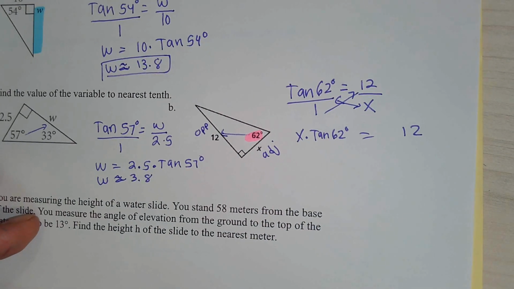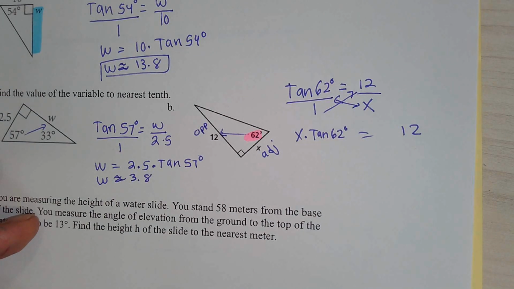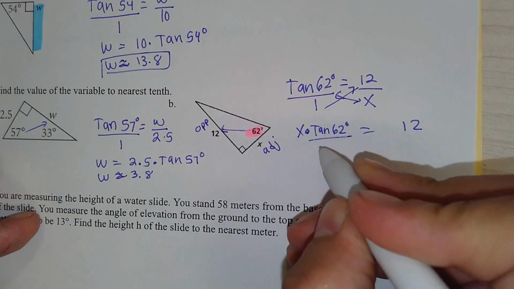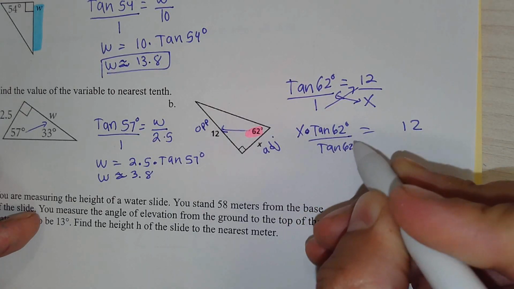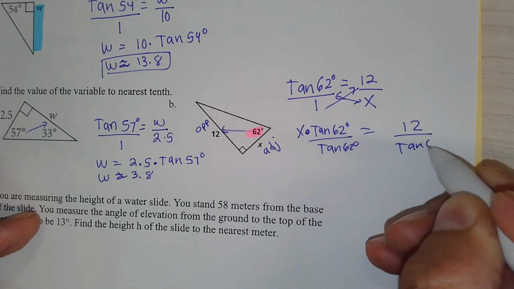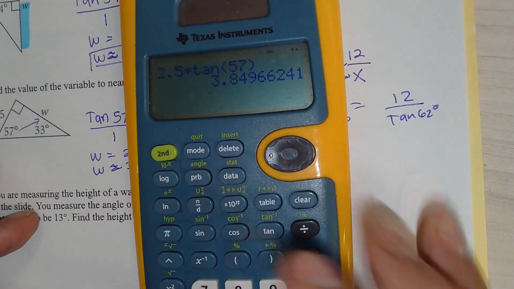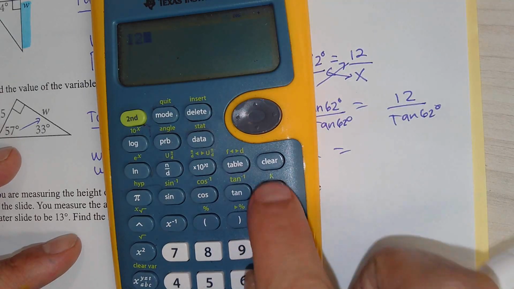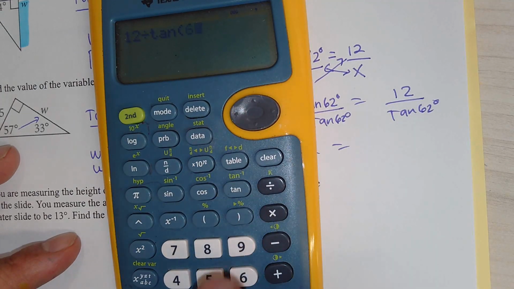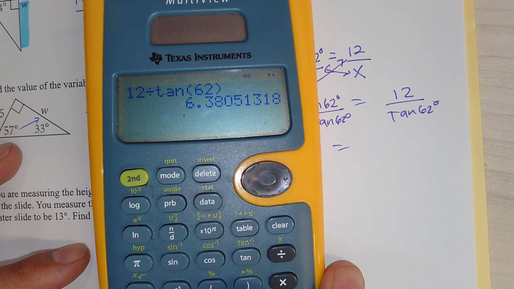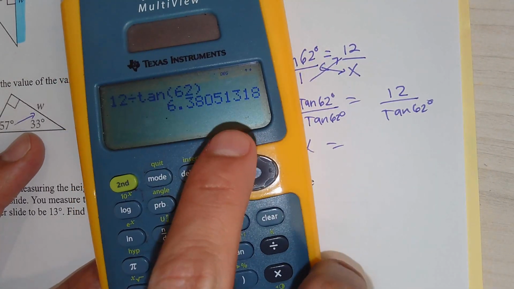So just rewrite it. 12 is a little far away, but to solve for x, you simply just divide by tangent of 62. And now it's just a matter of punching it in your calculator. 12 divided by tangent of 62, and you get 6.38, which rounds to 6.4.